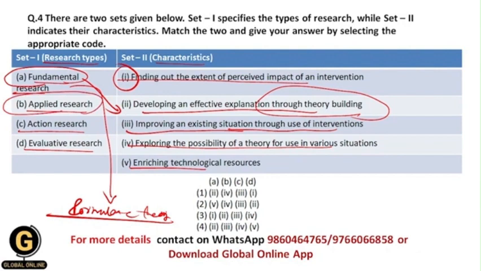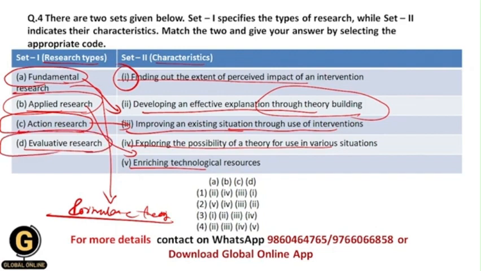Within the applied research, we basically apply the various principles, laws or theories to the problems we are solving. Okay, and that's where applied research will go for the fourth option, exploring the possibility of a theory for use in various situations. Next is action research. Within the action research, we solve the existing problems through our interventions or through our immediate actions upon it. And that's why C will go for the third option, improving an existing situation through use of interventions.